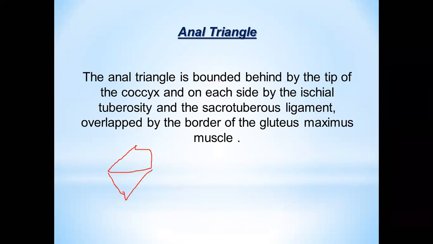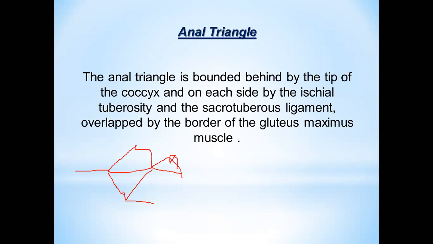Now, this anal triangle is bounded behind by the tip of the coccyx bone, and on each side lie the ischial tuberosity and the sacrotuberous ligament, which are overlapped by the border of the gluteus maximus muscle. So the gluteus maximus muscle is covering the ischial tuberosity as well as the sacrotuberous ligament on both sides.